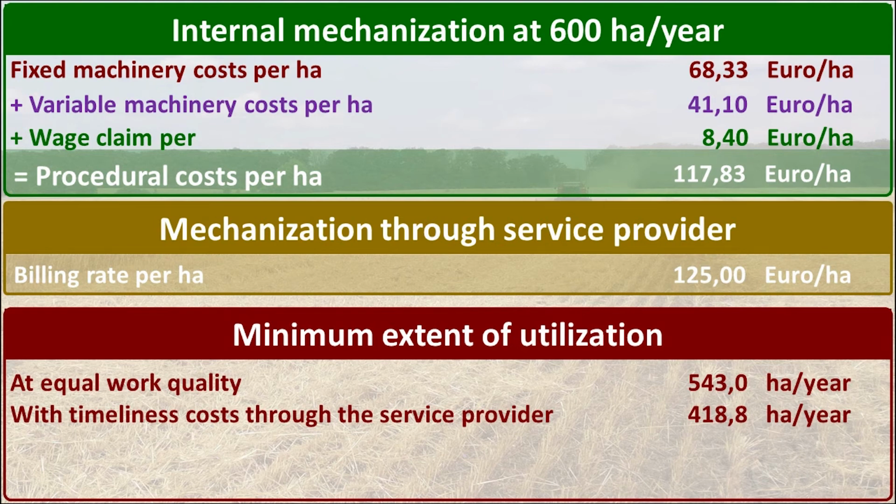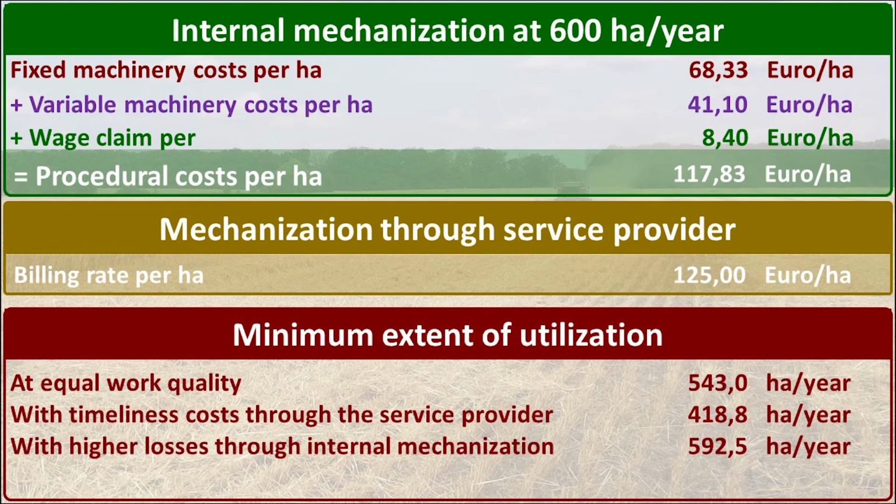Technological disadvantages on the part of owned equipment and associated higher yield losses compared to the more modern machines of the service provider improve the favorability of the service provider, so that internal mechanization would only be economically viable at an expected workload of 592.5 hectares per year.